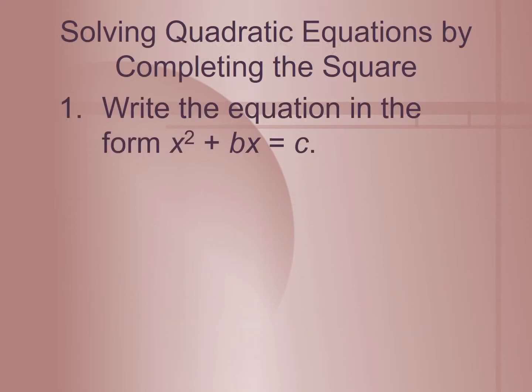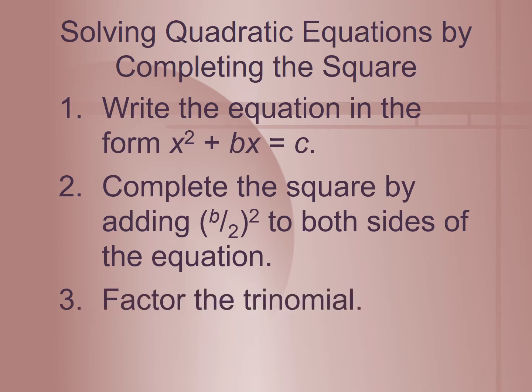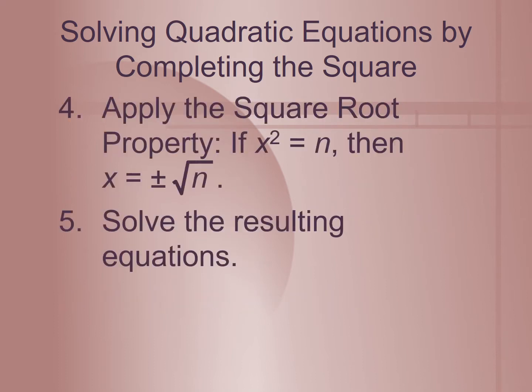So these are your steps for solving quadratic equations by completing the square. First, write the equation in the form of x squared plus bx plus c. Then complete the square by adding half of b, squared, to both sides of the equation. Then factor the trinomial, and then apply the square root property. So remember, that's saying that if x squared equals n, then x is equal to plus or minus the square root of n. And then solve the resulting equations.